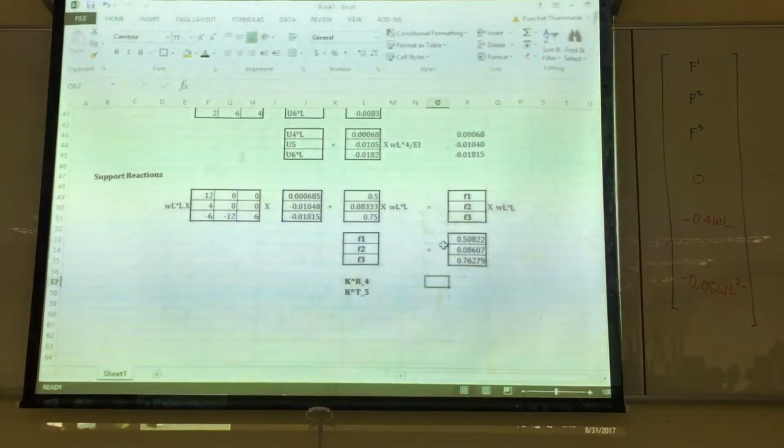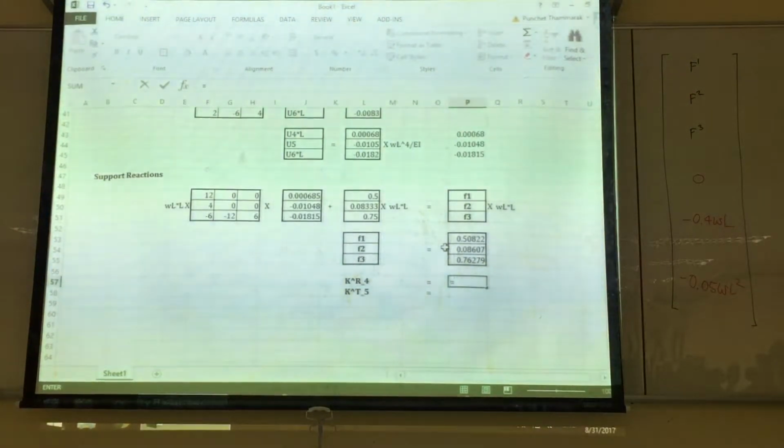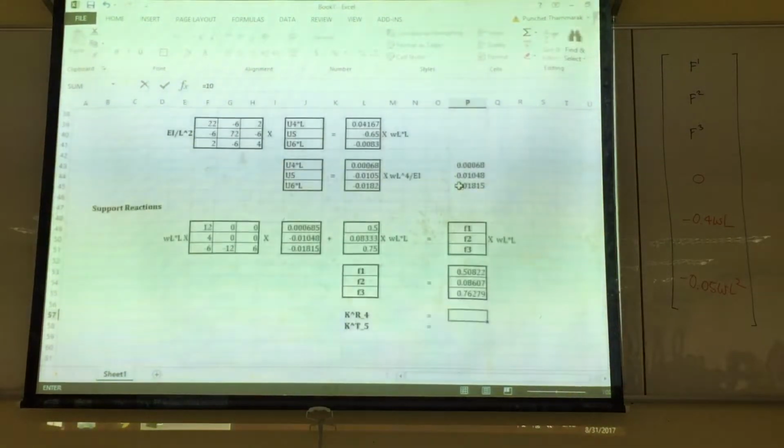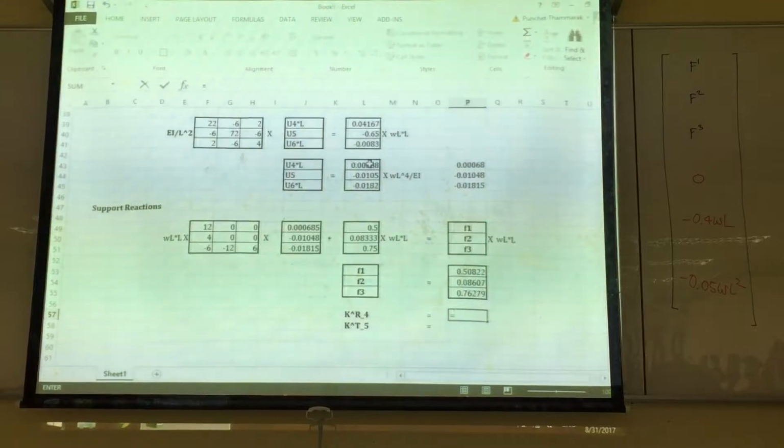Okay, they are equal to... what is the number 4? Spring stiffness is equal to 10. Alright, 10 EI over L multiplied by the U4, which is here, equals this multiplied by 10. Okay, right?